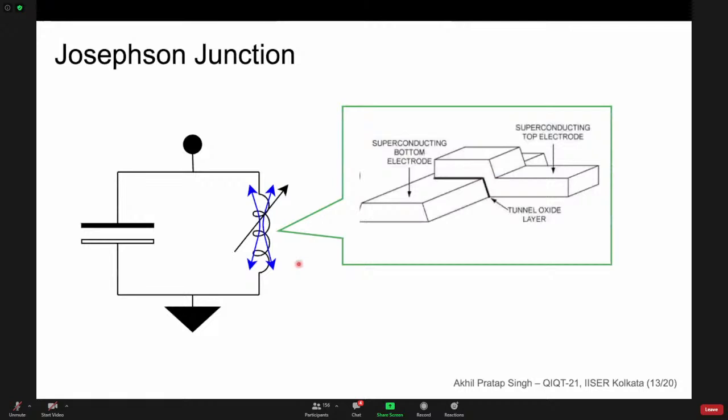And to bring this non-linearity, there is a very key element in superconducting qubits, and that is called the Josephson junction. This is nothing but a sandwich of two superconducting electrodes, and in between we have a very thin layer of oxide which acts as an insulator. If we put this Josephson junction in the circuit, it brings out the nonlinearity, and in circuit terms it is represented by either this box with a cross in between, or this: I naught is the critical current and this is the junction capacitance. So the Josephson junction can also be represented by this.